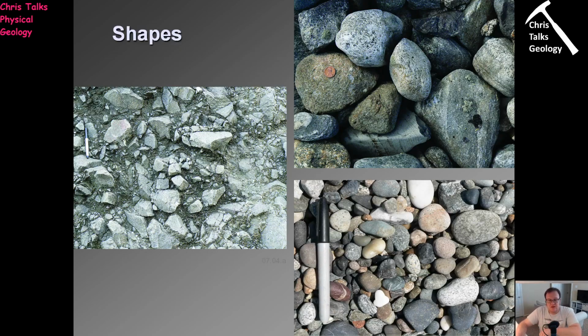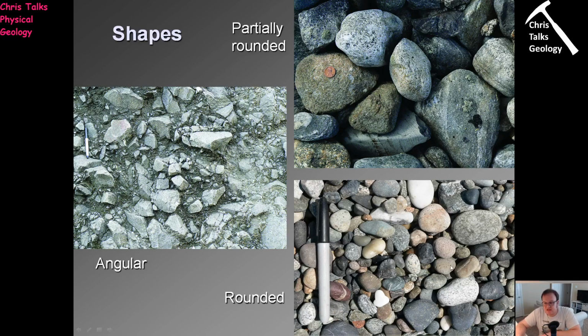Okay, so what we can see here is we have 3 pictures of sediments. I'm just going to have a look at this here. Here we quite clearly have an angular sediment. You can see there are lots of sharp corners on these pieces of rock. These are angular clasts. A clast is a piece of rock or mineral. So each one of these is a clast, and these clasts would be defined as angular.